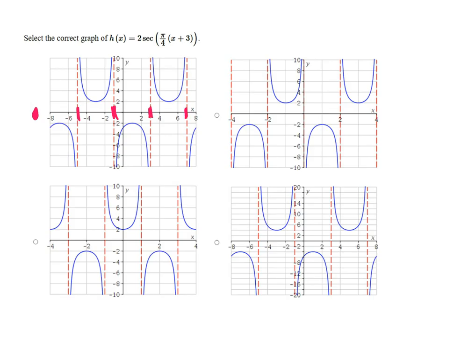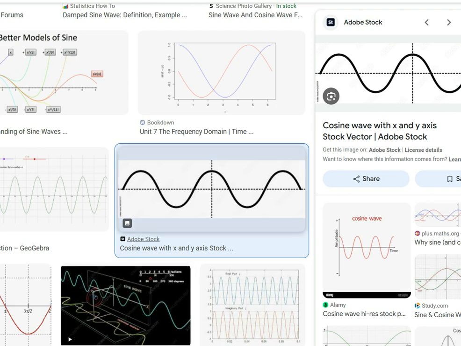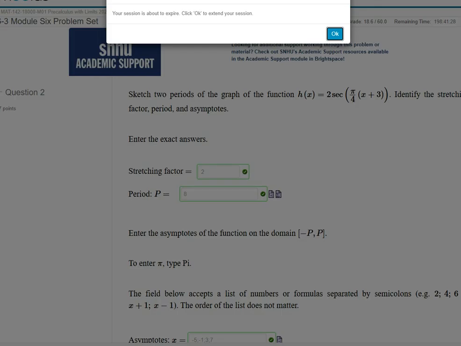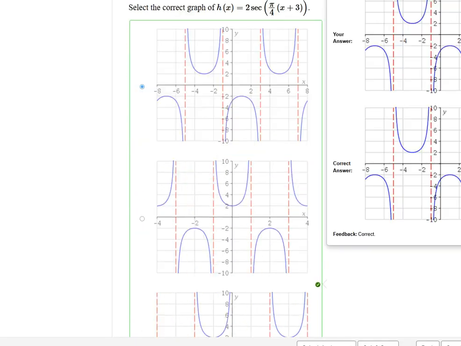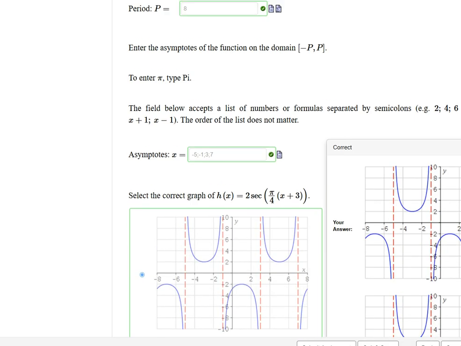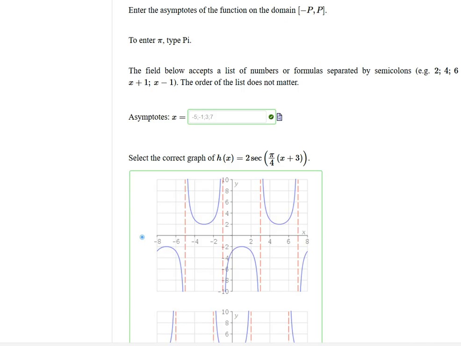I did go back and do this, and real quick because I'm getting ready to run out of time. There they all are: 2, 8, -5, -1, and the first one. So there you go. I did get it right. Sorry, went too fast.